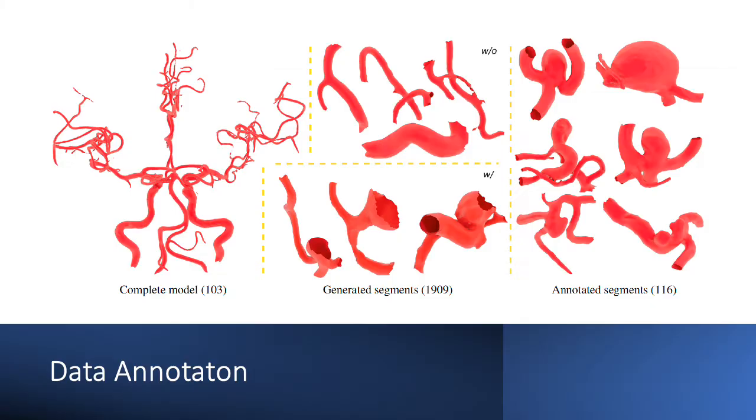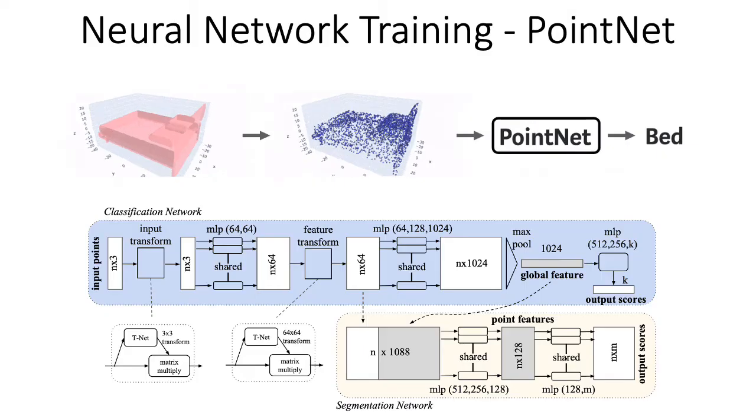Here is an example. To make the dataset suitable for neural network training, the arteries were segmented into small pieces. The artery segments are then grouped into two categories: the artery pieces with aneurysm and the artery pieces without aneurysm.